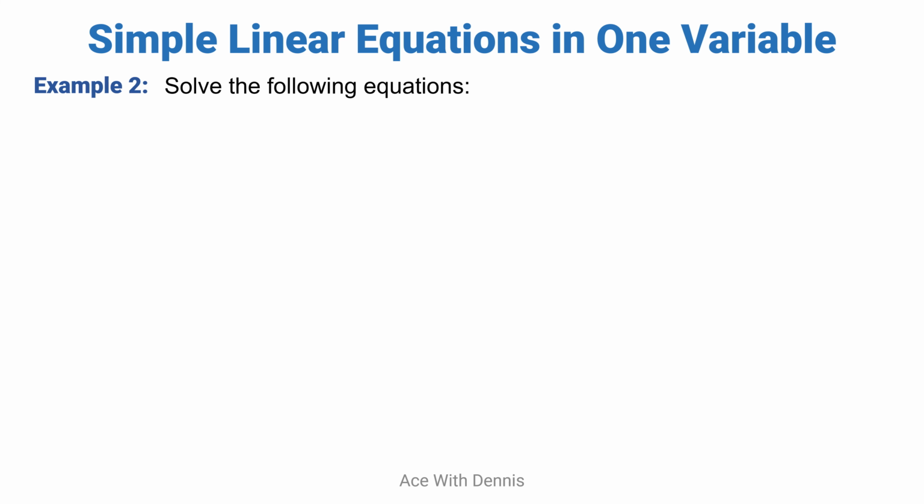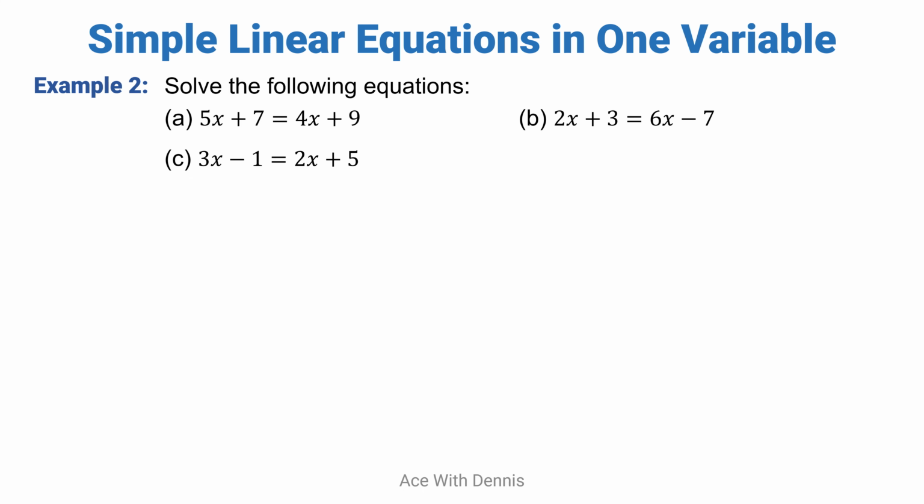Example 2. Solve the following equations. A. 5x plus 7 equals 4x plus 9. B. 2x plus 3 equals 6x minus 7. C. 3x minus 1 equals 2x plus 5. And D. x minus 3 equals 3x minus 5.